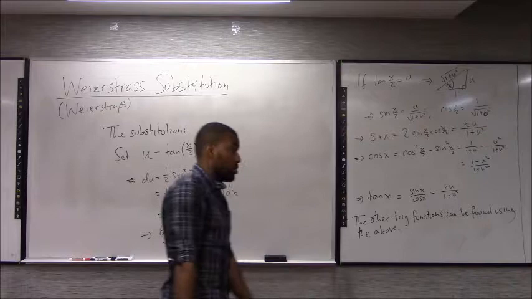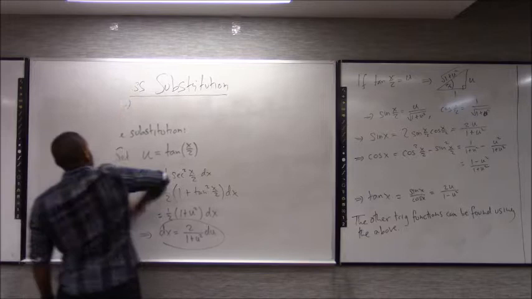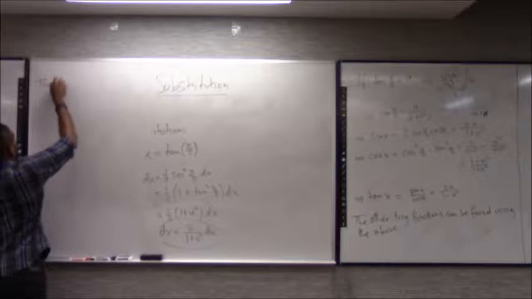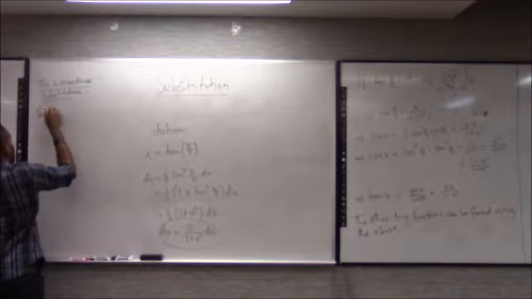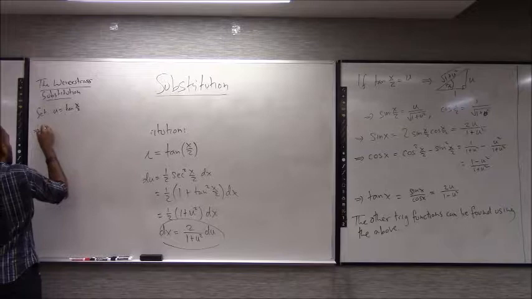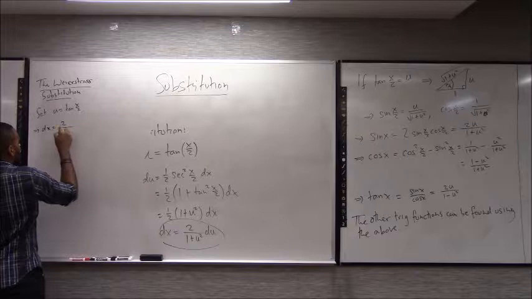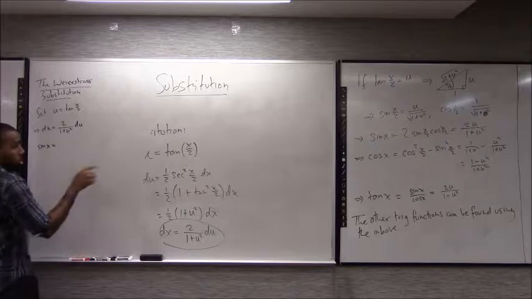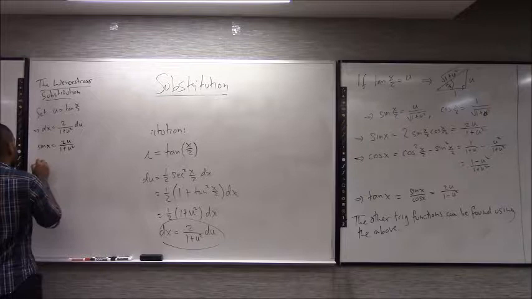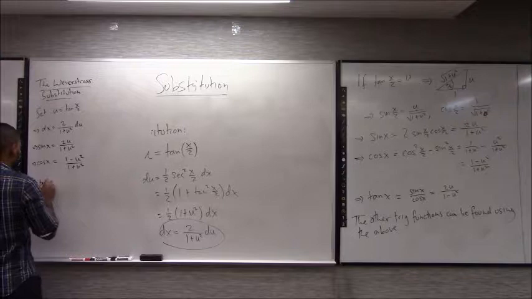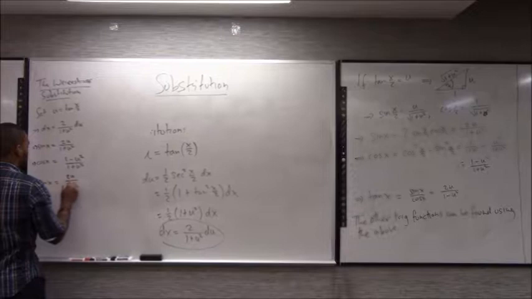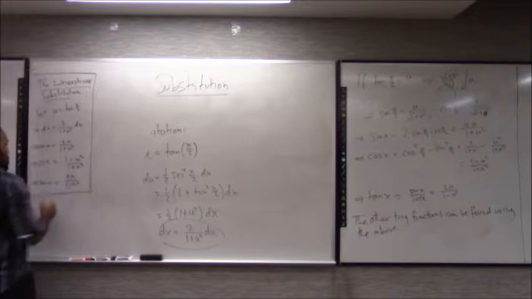So what we ultimately gain is the Weierstrass substitution. If you set u equals tangent of x over 2, then dx is equal to 2 over 1 plus u squared du. You'd also get that sine x is 2u over 1 plus u squared, cosine x is 1 minus u squared over 1 plus u squared, and tangent x is equal to 2u over 1 minus u squared. So let's leave these up here. We'll be using those.